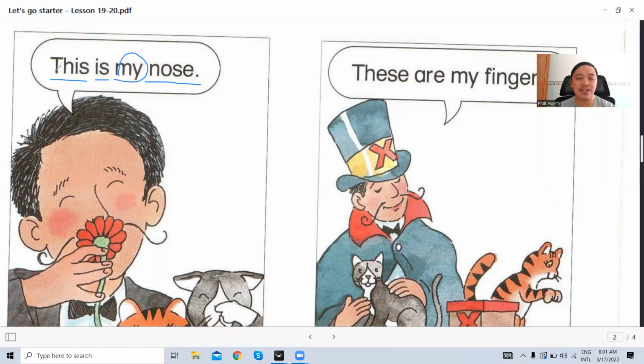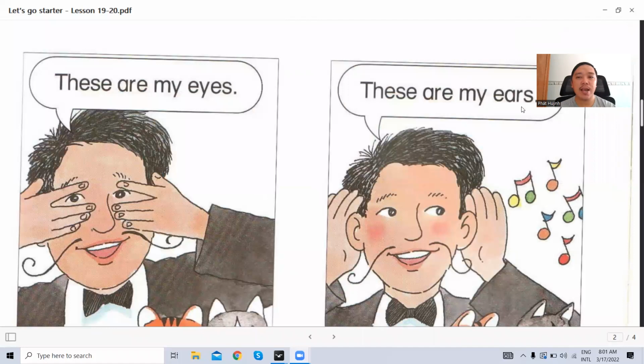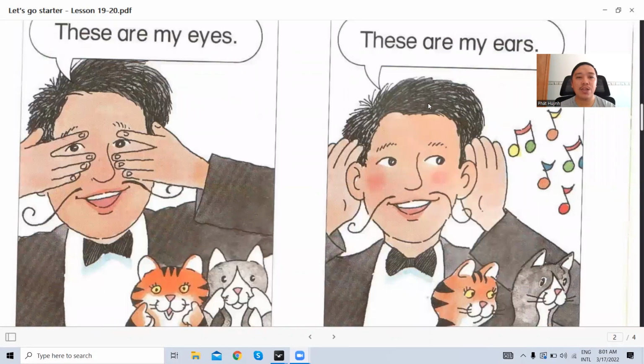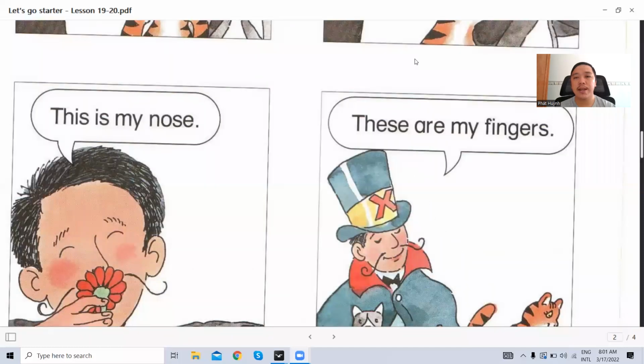This is my nose. Lưu ý, chữ nose ở đây là số ít. Không có S như là chữ eyes và chữ ears ở đây. Các em thấy này, chữ eyes và chữ ears ở đây có S là số nhiều. Cho nên chữ nose ở đây không có S là số ít, cho nên ta phải dùng từ this is. Còn bên kia có số nhiều có S, ta phải dùng là these are. Okay, next.